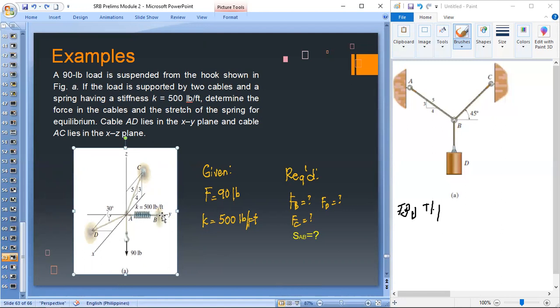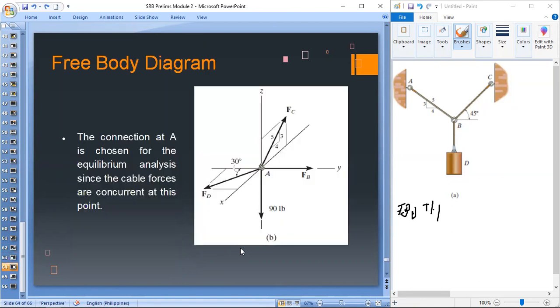So, given that, put your given and required. You're given 90, and your stiffness. What's your required? The force at B, then the force at C, the spring's pull, and the force at D. Then you have a suspended load there. Okay? And then, let's draw.